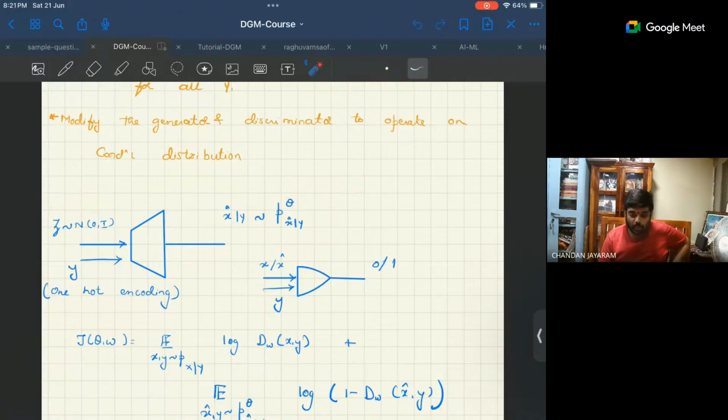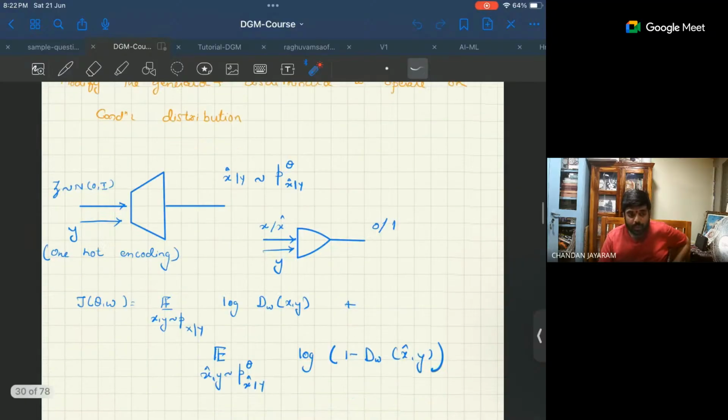Similarly, I'll modify the structure of the discriminator also. Now I was giving P theta and P of x. Now what I will do is give P theta of x given y and P of x given y, which is the conditional distribution, with respect to all y, and I'll be giving y also in terms of encoding, and then it should be saying 0 or 1.